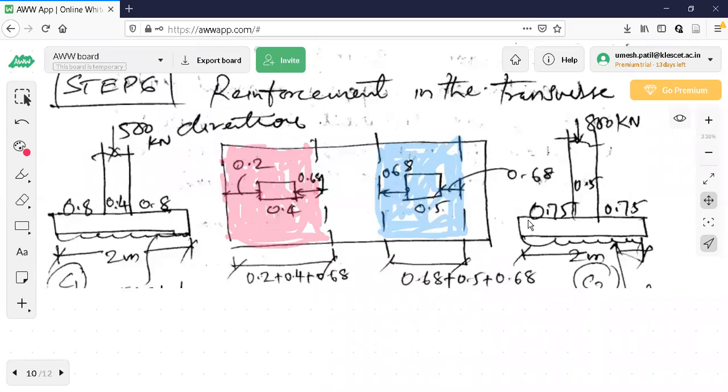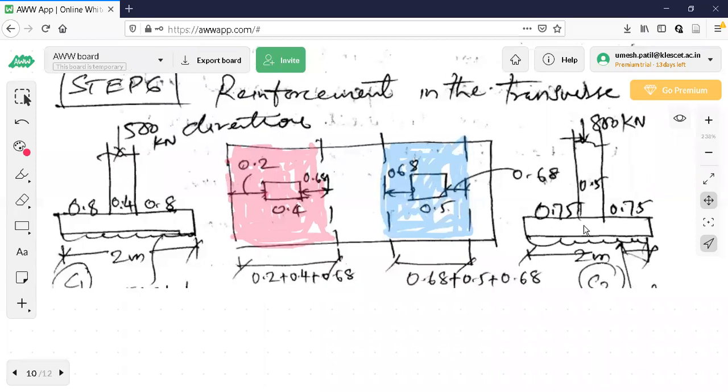So it is cantilevering now. So the cantilevering span is 0.75 meter this side. This side also it is cantilevering by 0.75.